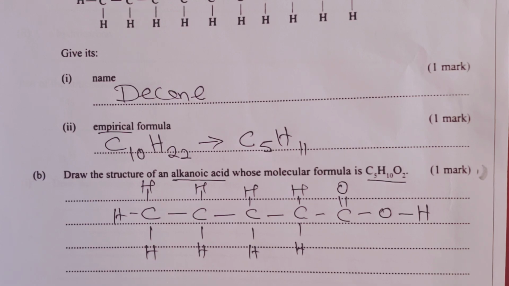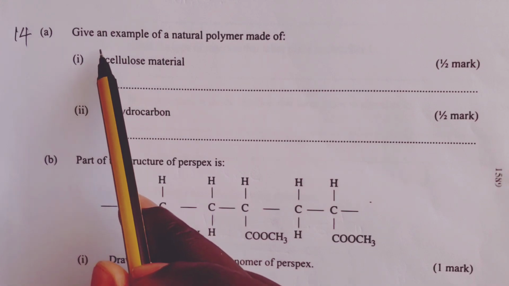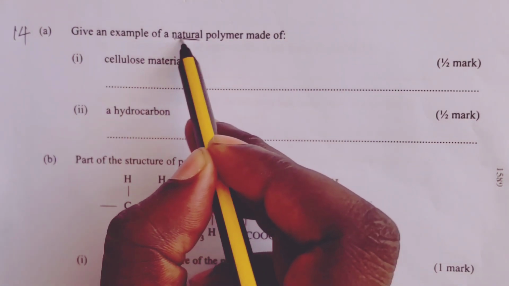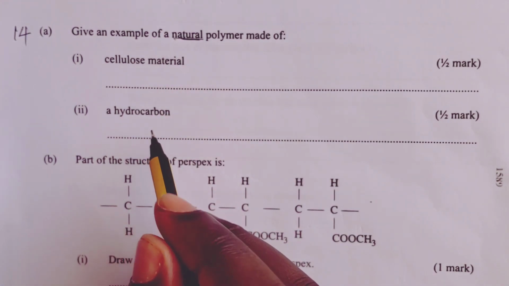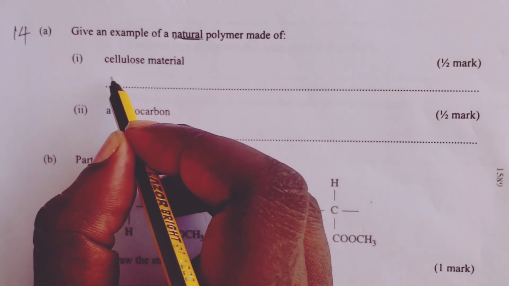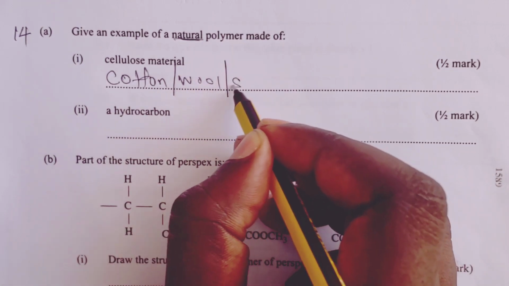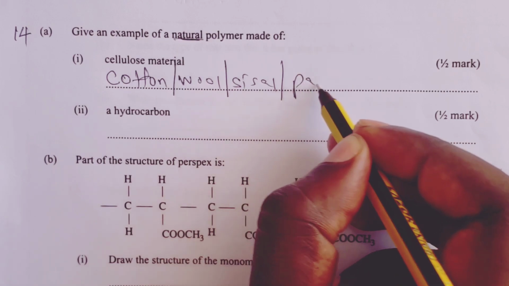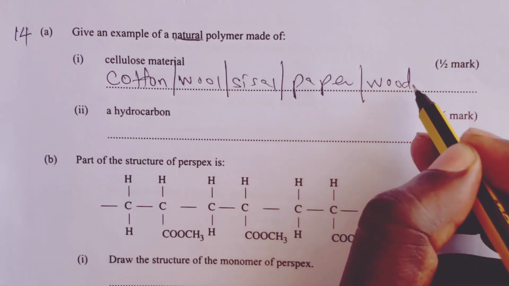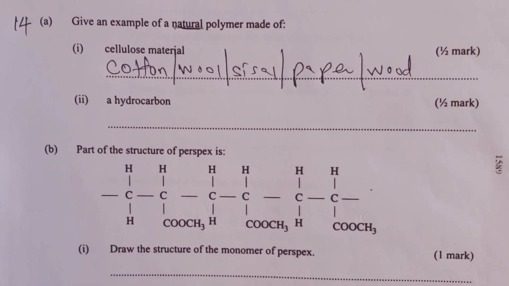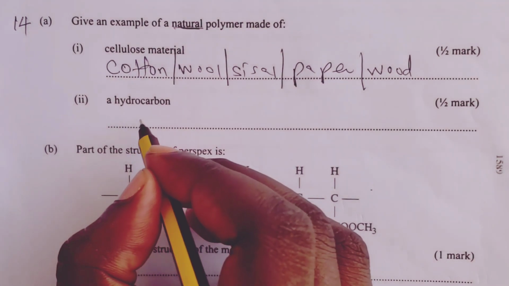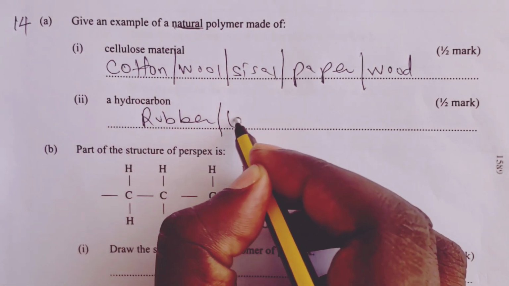Lastly, in the year 2022, organic chemistry was tested a second time, but this time as question number 14. Part A, give an example of a natural polymer made of cellulose material. Natural polymers made of cellulose are quite a number. We start with cotton. We have wool. There is sisal. There is paper. And we would even allow wood. Any of those for half a mark. A natural polymer made of a hydrocarbon is rubber, which we also call latex.